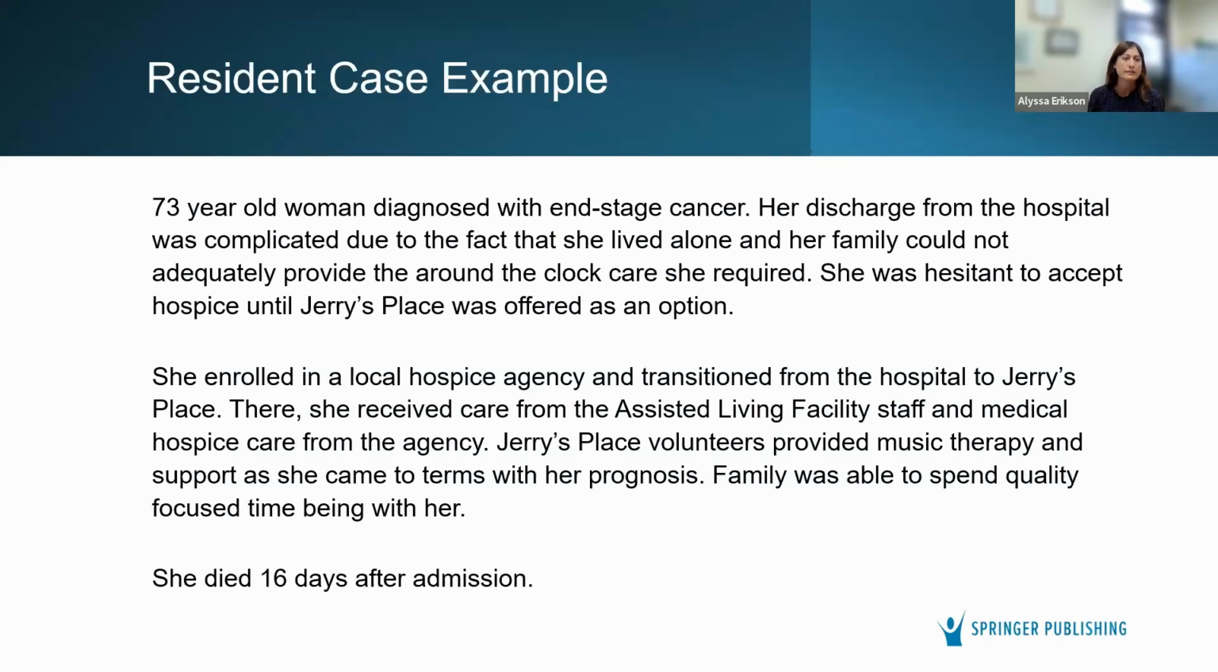So here's an example of a resident that has come to Jerry's Place. This was a 73-year-old woman diagnosed with end-stage cancer. Her discharge from the hospital was complicated due to the fact that she lived alone. And she had family, but her family could not provide the around-the-clock care that she required. So she was really hesitant to accept hospice and enroll in a hospice agency until someone offered her Jerry's Place as an option. So she enrolled in a local hospice agency and she transitioned from the hospital to Jerry's Place.